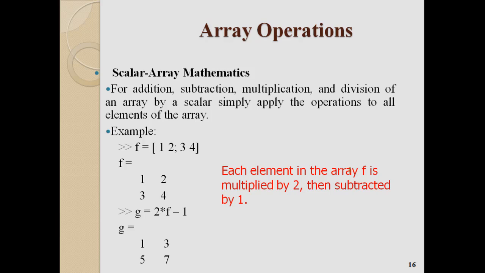Array operations. Simple scalar operations like addition, subtraction, multiplication, division of an array by a scalar simply apply the operation to all the elements. For example, we have an array F, where the semicolon is basically for separating another row. So we have this particular array with us. Now each element in the array F is multiplied by 2 and then subtracted by 1. So we have applied this scalar operation.